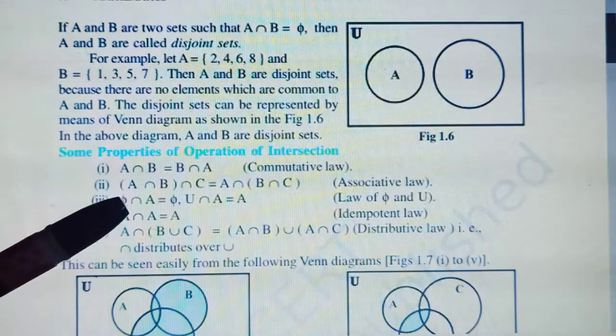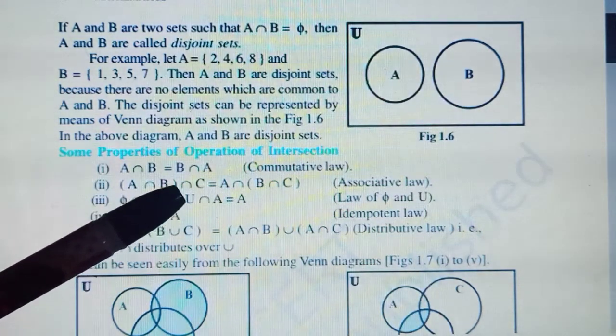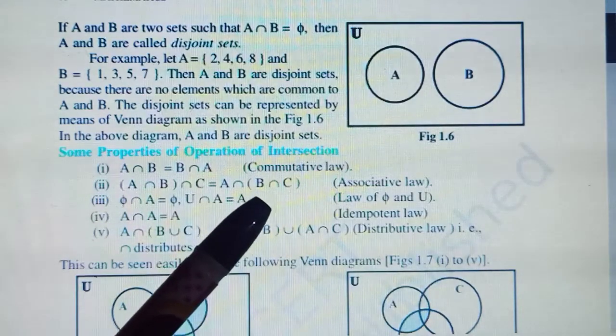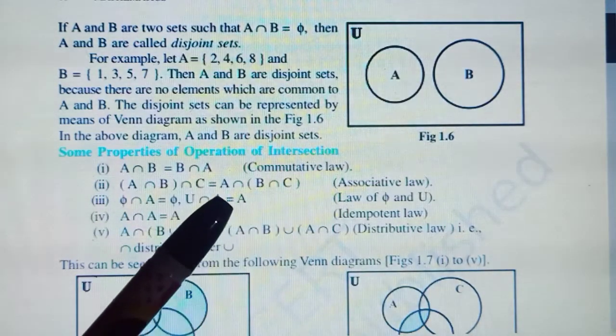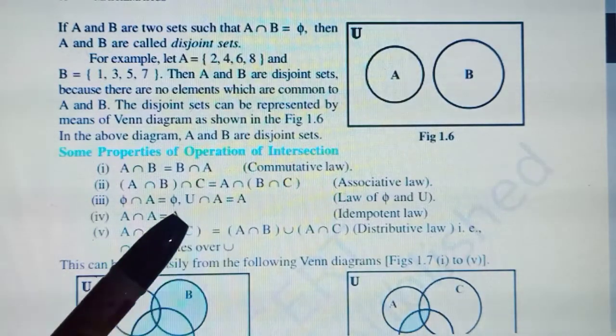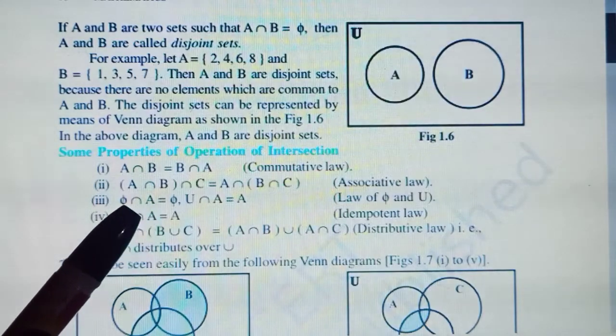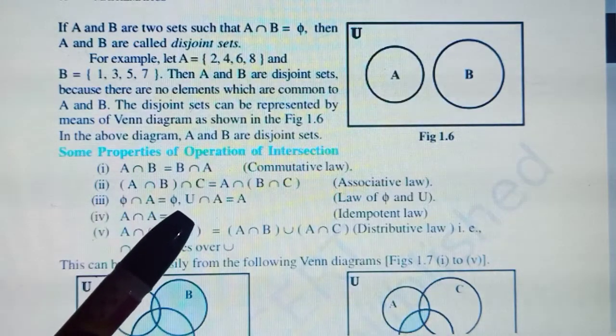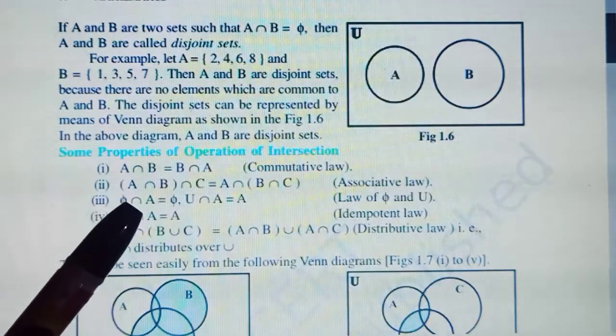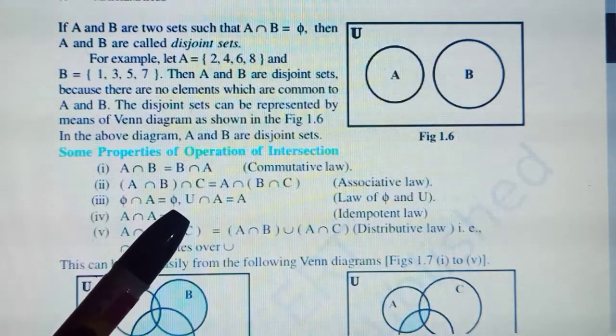Whether you find A intersection B first and then intersection with C will come out to be the same as if you find B intersection C first and then take intersection with A. Then, if you find intersection of any set with the null set, you always end up getting the null set, because the null set has nothing. So what will be common in both? Nothing. So you get the null set.